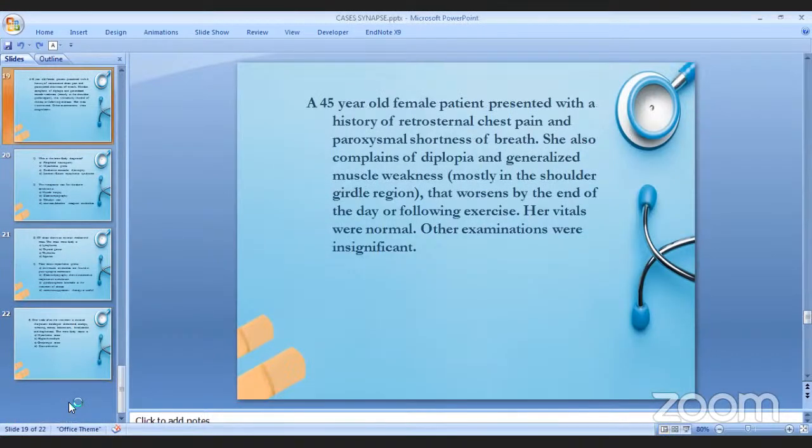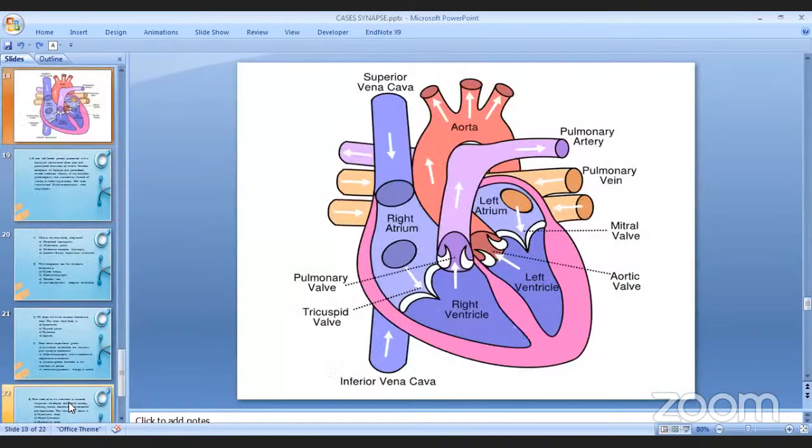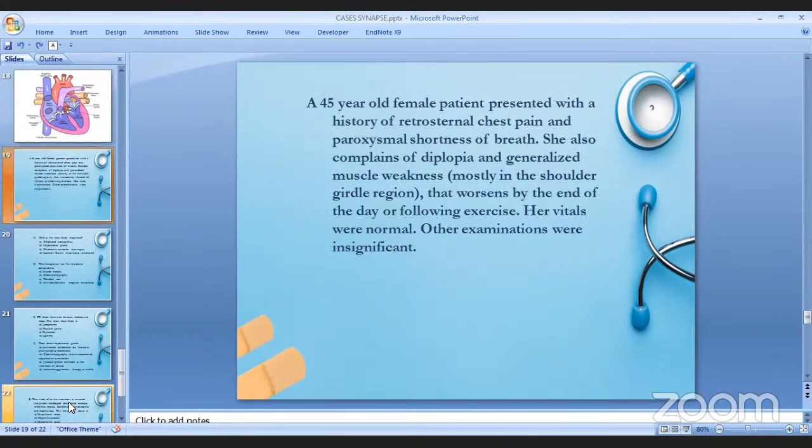So that's it with this case. Let's go to another case. So there's another case of a 45-year-old female patient.